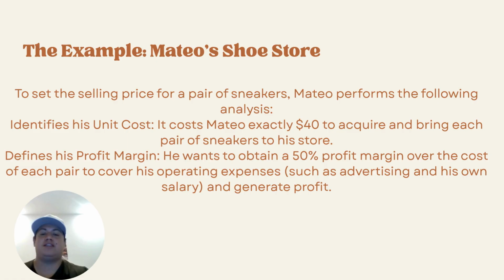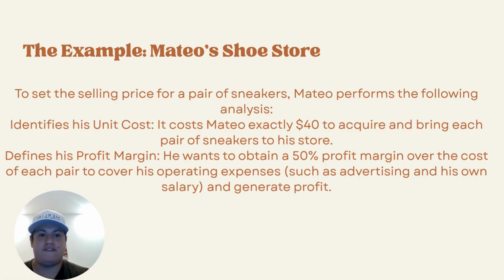This is one example from real life. The example is Mateo Shoe Store. Let's follow a clear business logic. Mateo owns a footwear store and has just bought a batch of athletic sneakers directly from the factory. To set the selling price for a pair of sneakers, Mateo performed the following analysis. First, he identifies his unit cost. It costs Mateo exactly 14 quetzales to acquire and bring each pair of sneakers to his store.